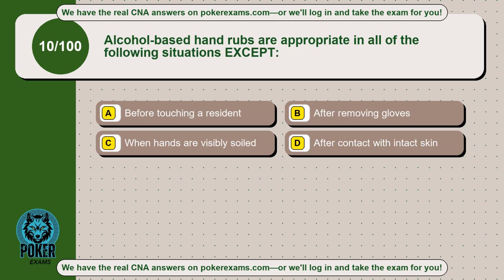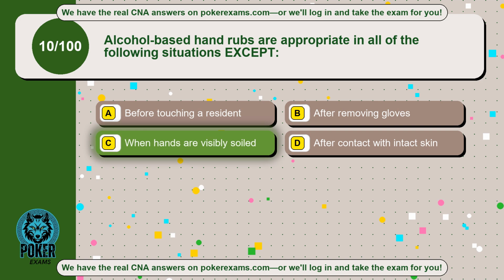Question 10. Alcohol-based hand rubs are appropriate in all of the following situations except: Option A. Before touching a resident. Option B. After removing gloves. Option C. When hands are visibly soiled. Option D. After contact with intact skin.